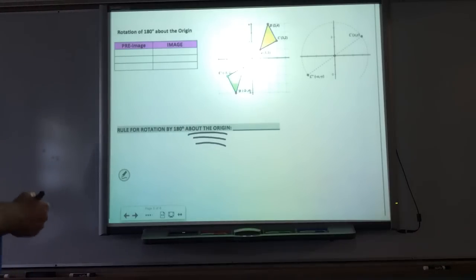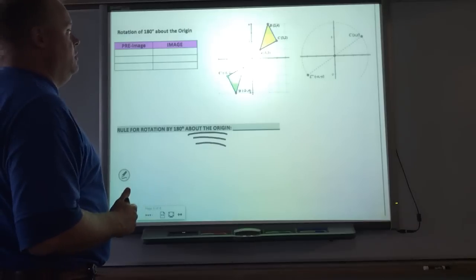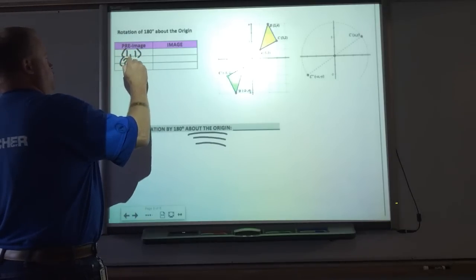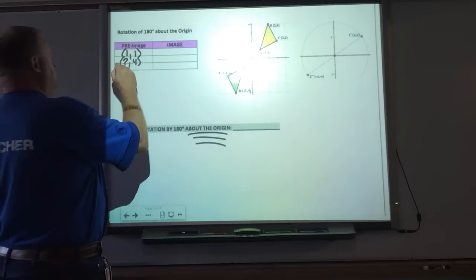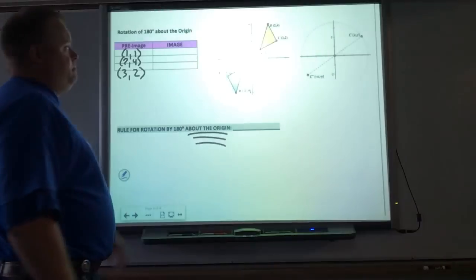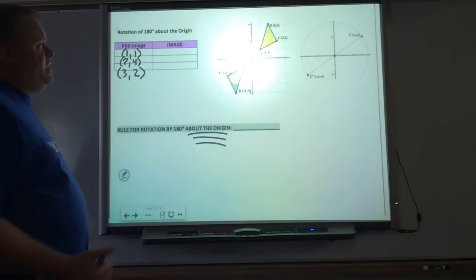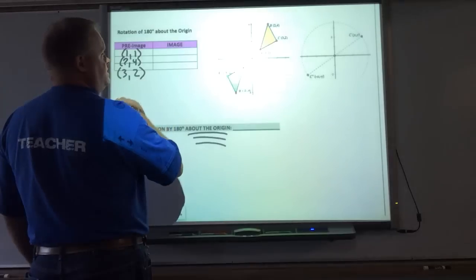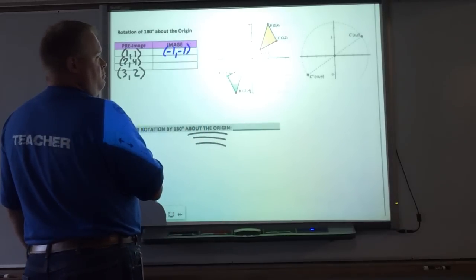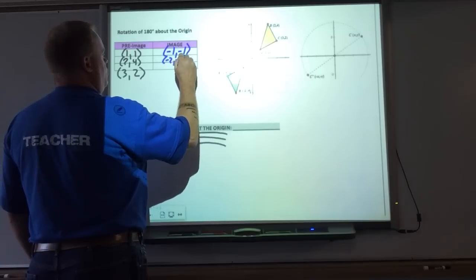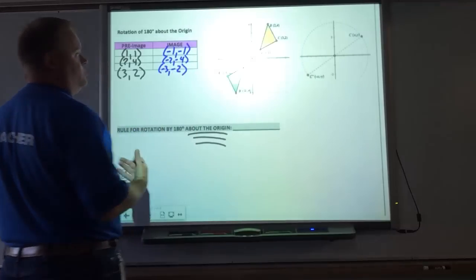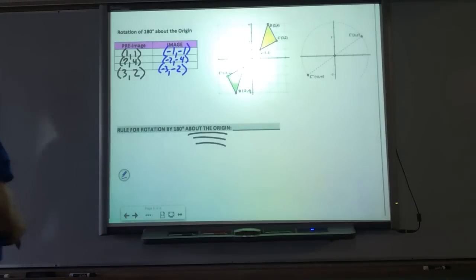So let's go ahead and plot our points in our table. Point A is at 1, 1. Point B is at 2, 4. And point C is at 3, 2. My image is at negative 1, negative 1. B is at negative 2, negative 4. And C is at negative 3, negative 2. And this is, of course, A prime, B prime, and C prime, or my image.